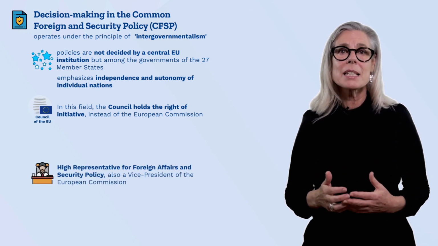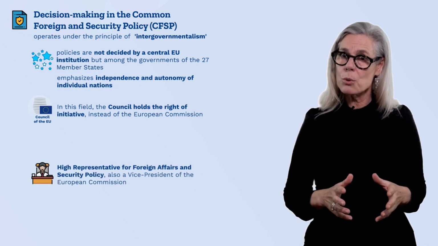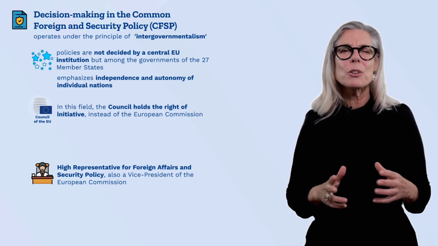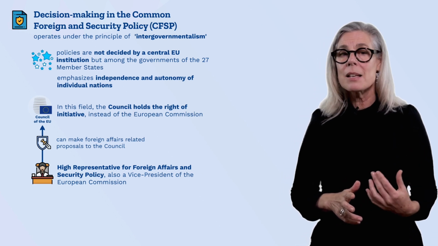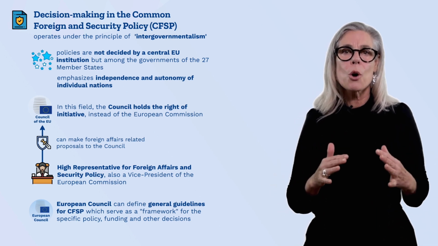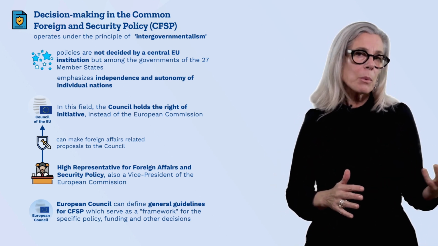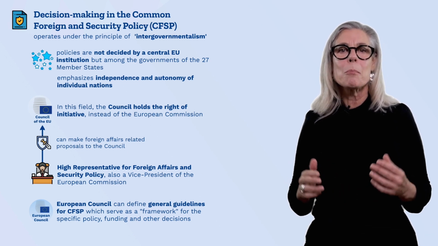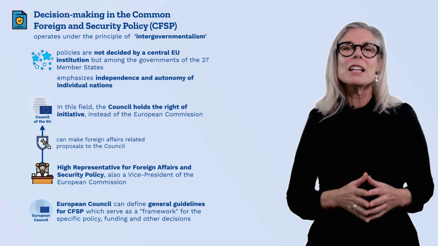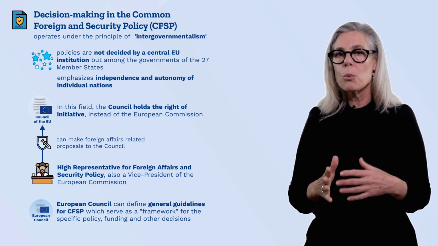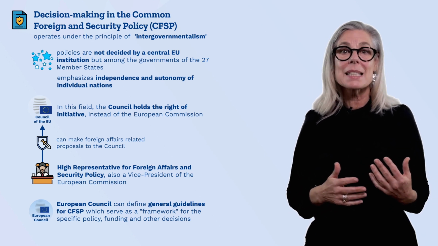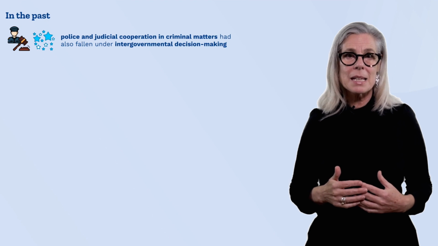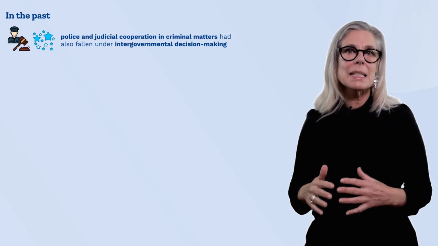However, the High Representative for Foreign Affairs and Security Policy, who is also the Vice President of the European Commission, can also make foreign affairs related proposals to the Council. It is worth mentioning that the European Council, the summit of the top political leaders of the EU member states that we discuss shortly in this session, who are in fact the bosses of the foreign ministers, can define general guidelines for the CFSP, which serve as a framework for the specific policy, funding and other decisions that the foreign ministers can take.